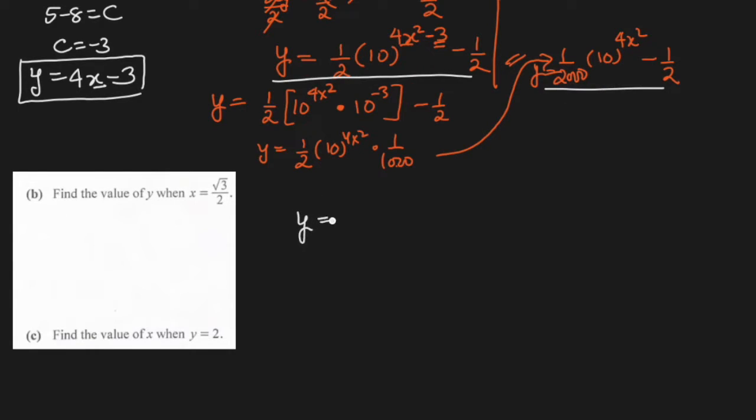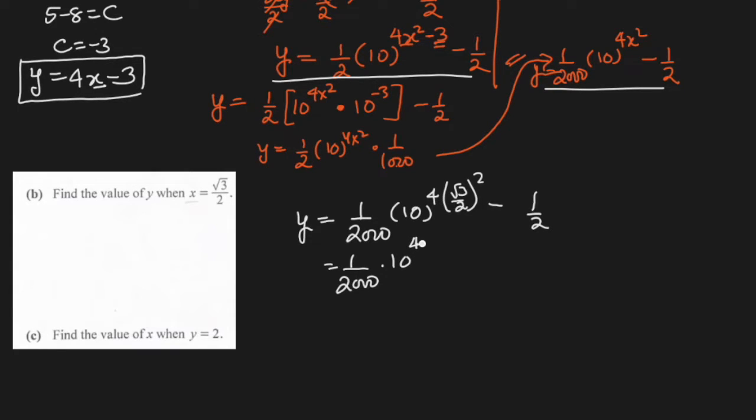So y equals 1 over 2000 times 10 to the power 4 and x square. X square means square root 3 over 2, squared, isn't it? Because x is square root 3 over 2, minus half. So it will be 1 over 2000 times 10 to the power 4.